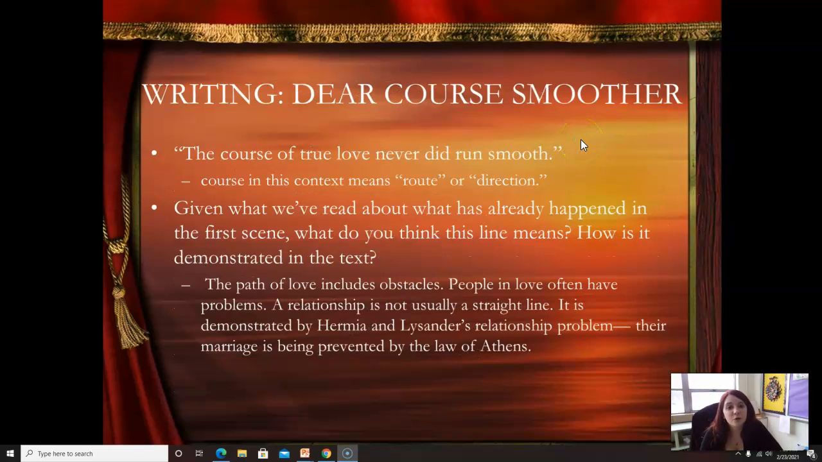So now we're going to be doing a course smoother. The course of true love never did run smooth. The course in this text means the route or the direction that true love goes never runs smooth. So given what you've read about what has already happened in the first scene, what do you think this line means? How is it demonstrated in this text? So the path of true love has obstacles. People in love often have problems. A relationship is not always a straight line, as demonstrated by Hermia and Lysander's relationship. Their marriage is being prevented by the law of Athens.